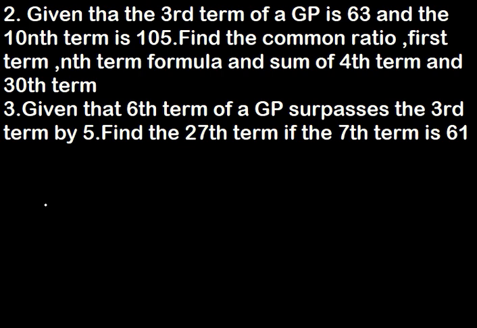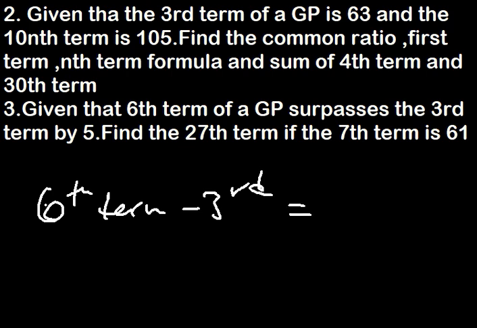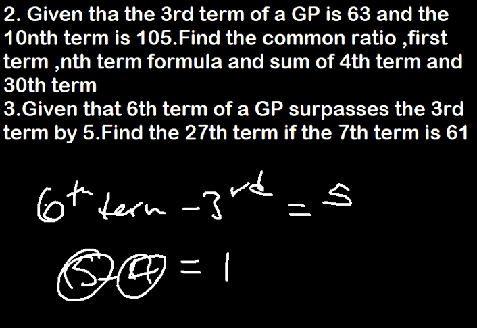So which means the difference between the 16th term minus the third term is given as 5. That is surpassing, or we call it exceeding. Let's say we have 5 minus 4 is equal to 1. So which means 5 exceeds 4 by 1, or 5 surpasses 4 by 1. That's the same as that.